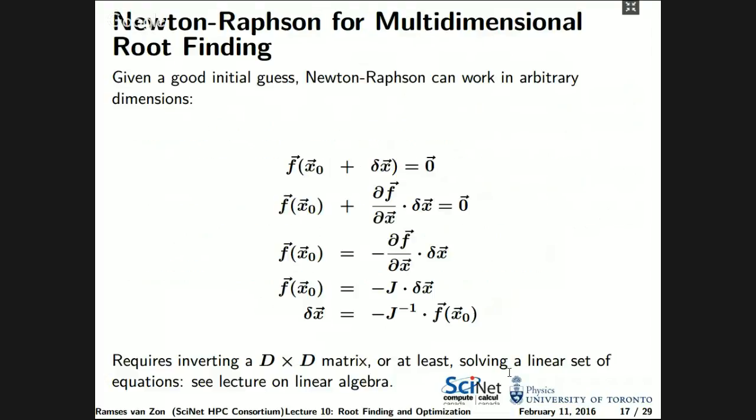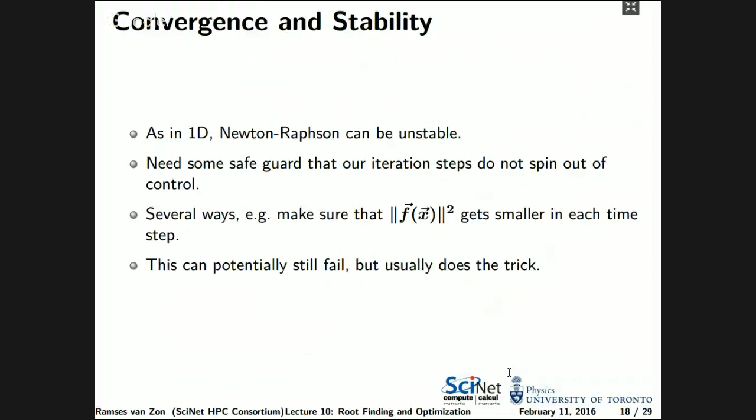Essentially you're doing a Taylor expansion, but in all directions. That's why the df/dx is a matrix. So you need something to make sure that you don't run out of control. You could look at the absolute value of your function, etc., but it usually works if you're close enough to the root. You've got to know your function a bit better than in 1D. Okay, so that was root finding.